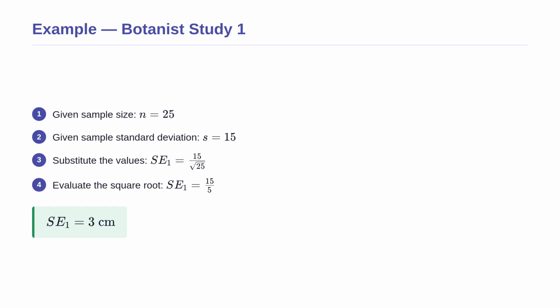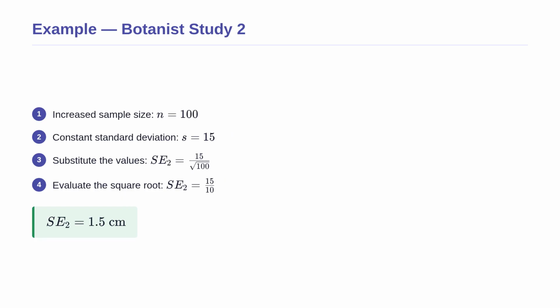We plug in 15 for the standard deviation and 25 for the sample size. The square root of 25 is 5. Dividing 15 by 5 gives us a standard error of 3 centimeters. This represents how much the sample mean would fluctuate if he only measured 25 plants at a time.